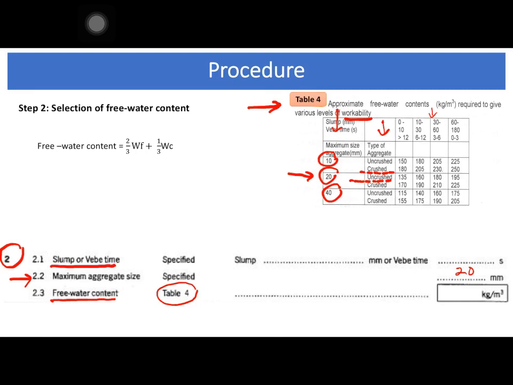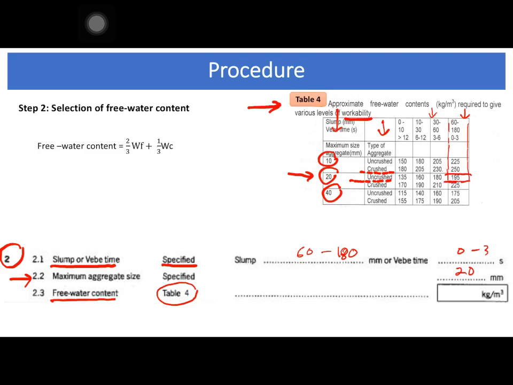So here we need to specify. Specified means refer to the mix requirement. So here slump test is given a range of 60 to 180 mm. So the last column, 60 to 180. So the VB time is 0.3 second. So here we can have that. So you go to here.